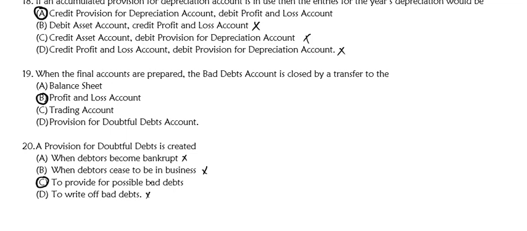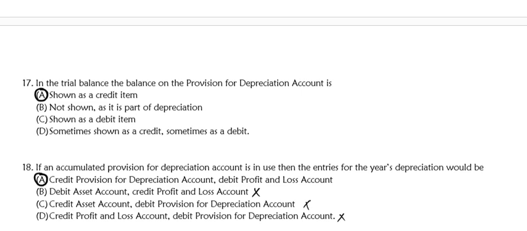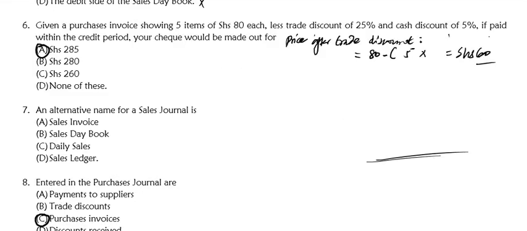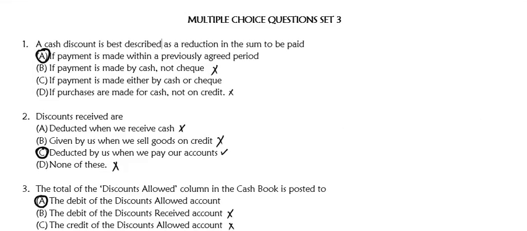So that is our set 3 of the multiple choice questions. All these questions have been answered. Where you feel like you need some more explanation, please share your comment in the comments section. We have discussed the concepts of depreciation briefly, bad debts, provisions. Remember, these are essentials for managing assets and liabilities.